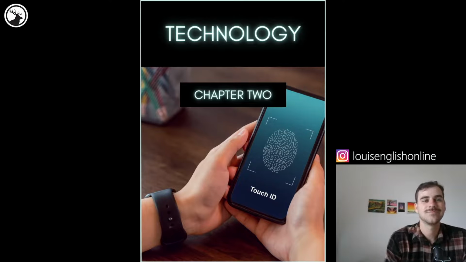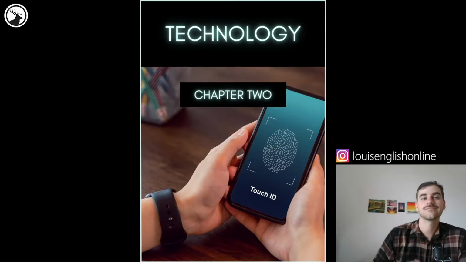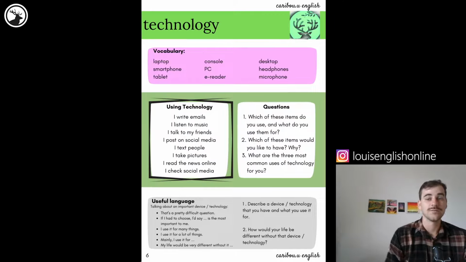Hello guys. Today we're talking about technology. Let's start with the vocabulary.